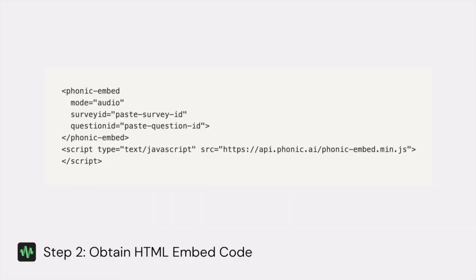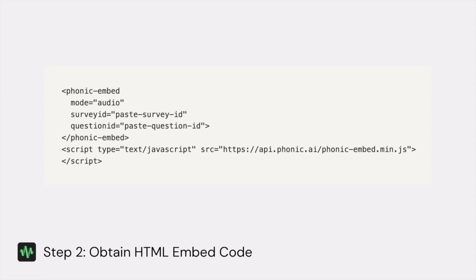If you're writing the HTML manually, then you will want to copy the HTML template. This can be found below. There are 3 attributes within the HTML to make note of: mode, survey ID, and question ID. Mode specifies whether an audio or video response is being embedded. In the example here, mode indicates an audio response. If a video response was to be embedded, then this would read video rather than audio. Both of these code templates are available in our documentation below.